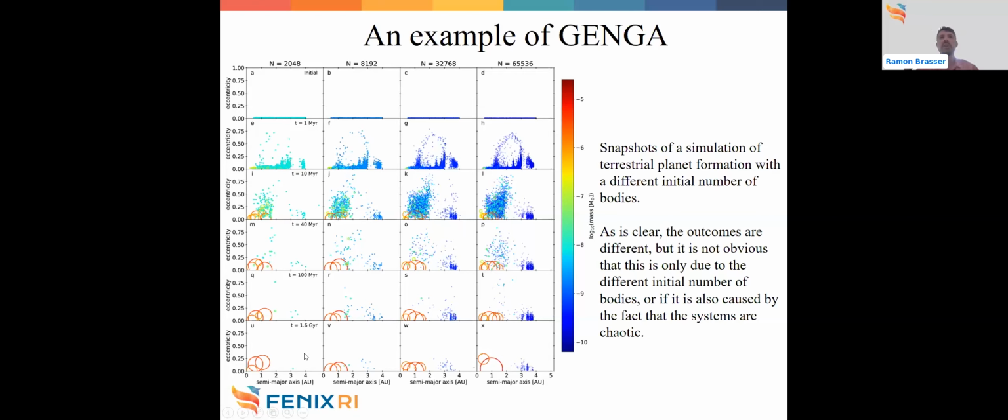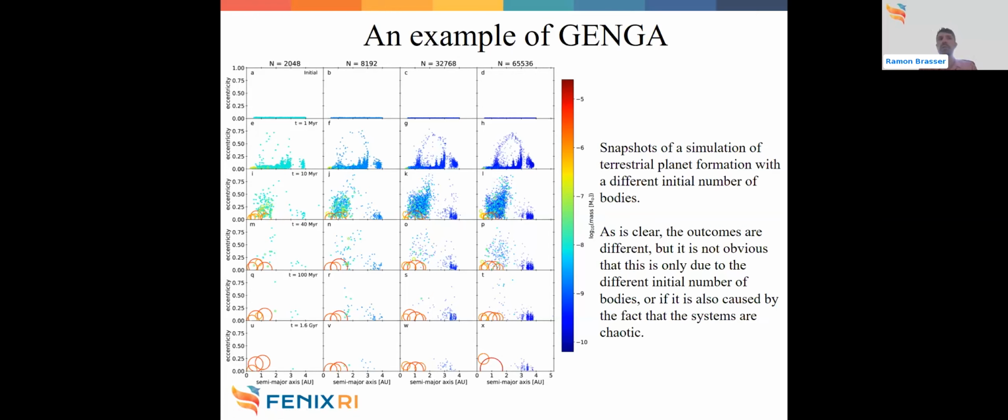Now, the question is, of course, you can say, well, that's because you have a different number of planetesimals. Maybe, but if I were to run 10 of each one of them, they would still look different because the system is chaotic. So, one of the things we would like to know is if you keep increasing the number of bodies, do you saturate at some point where the outcomes are statistically indistinguishable if I use this number of particles, or twice as many or half the number of particles?